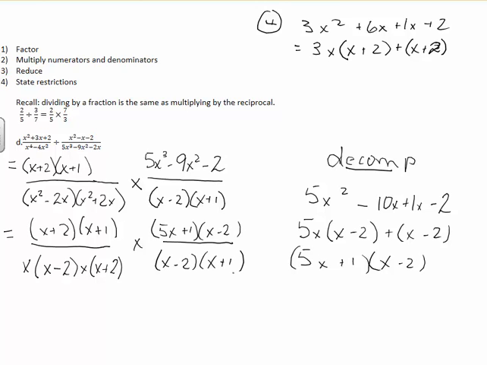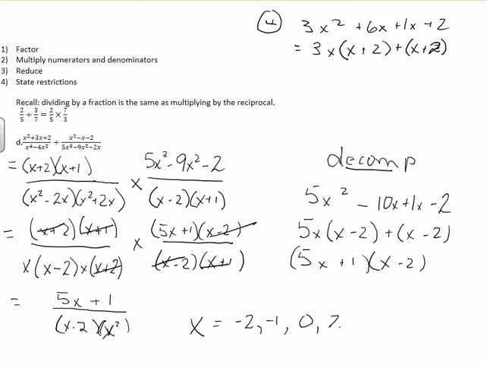Now it's time to see, of course, if we can do any canceling. Those go, my x plus 1 goes, and my x plus 2. So all I'm left with on the top is 5x plus 1. On the bottom, I am left with x minus 2, x squared. And that's as far as I can go. There's no more canceling that can be done. I just state my restrictions and make sure that I haven't missed any all the way through. So I've got negative 2, negative 1, 0, and positive 2.